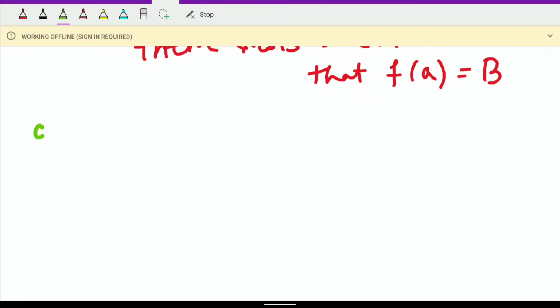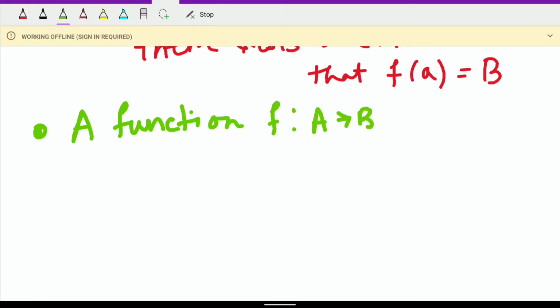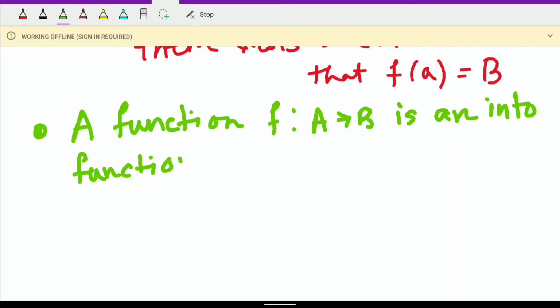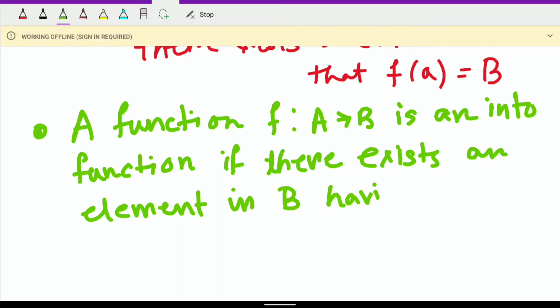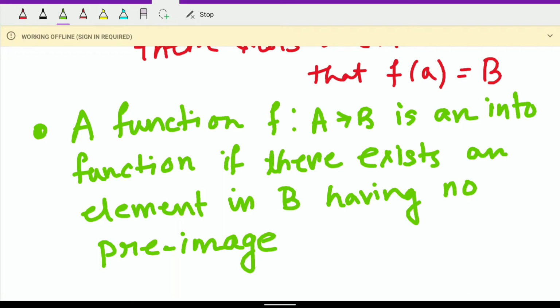Now what about an into function? A function f that maps A to B, which is not an onto function, is an into function if there exists an element in B having no pre-image in A. If you still haven't watched part number 1 and part number 2, then please go through those videos, because I have already discussed these pre-images, f-image, elements, etc.